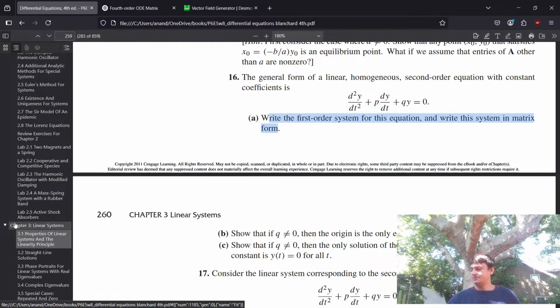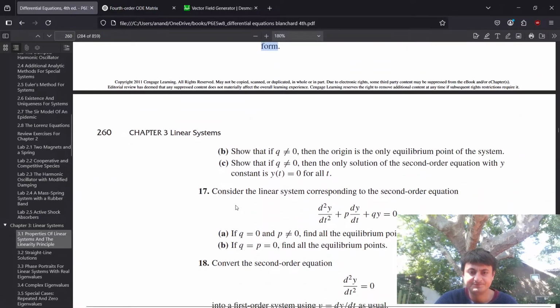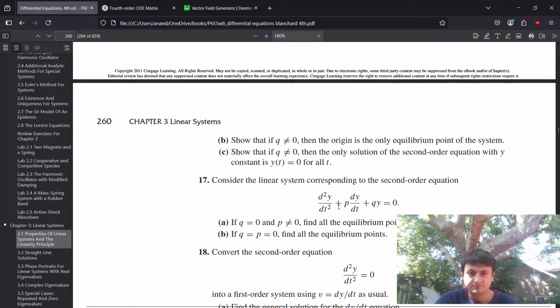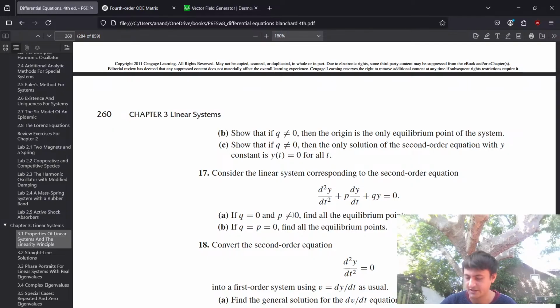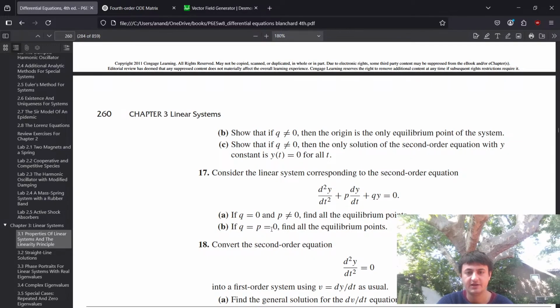All right. Consider the linear system corresponding to the second order equation. Okay, if Q is 0 and P is non-zero, then you're going to get the matrix 0, 1, 0, minus P. So then you're going to have some line. It's not even that interesting, man. Okay, now every point is an equilibrium point.